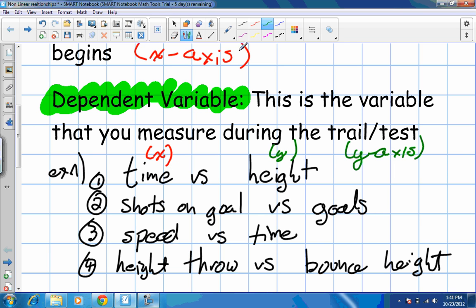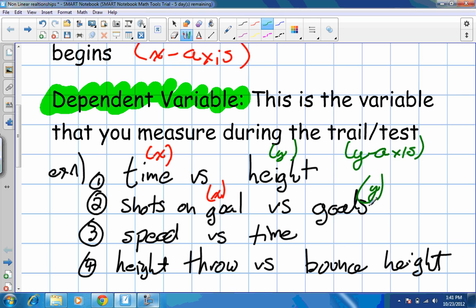Let's think of another one. This one's a little more sports-related. Shots on goal versus the amount of goals you get. Which would be considered the independent variable? Which would be the dependent, Michael? Shots on goal is the independent. Why is that? Goals depend on your shots on goal, right? So in other words, you can't score a goal unless you take a shot. And maybe the more shots we take, the more goals we end up scoring. So the shots on goal would be the independent variable, and the dependent variable would be our goals.